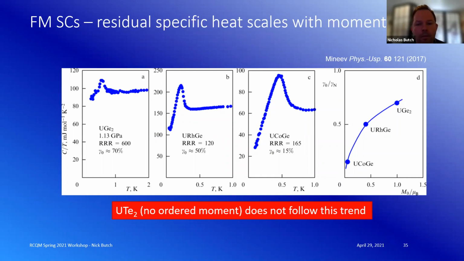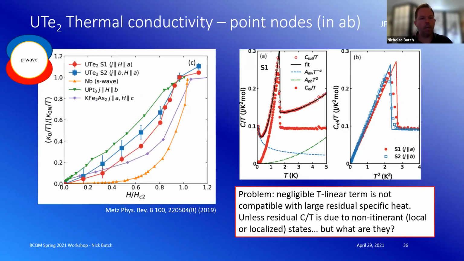Another point that I would like to raise is a comparison, again, back to the other materials that are ferromagnetic superconductors. You might say, how does UTe2 compare? Well, at least from this review article by Mineev, it seems like there's a correlation between the large residual terms and, excuse me, the ordered moment. UTe2 having no ordered moment doesn't follow this trend and still actually has a very large residual term. So we can't really look to them for guidance either.